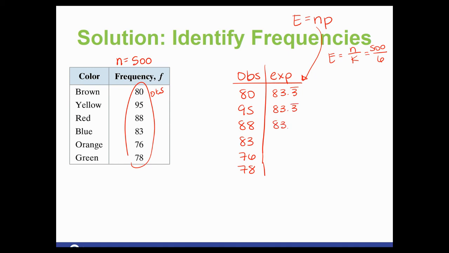So that's the expected value for every single row. It should be the exact same number for all of them when you have a uniform distribution. So uniform, again, means that your expected values should all be the same. And when you do have a uniform, you can find your expected values by using N divided by K, your sample size divided by your categories.